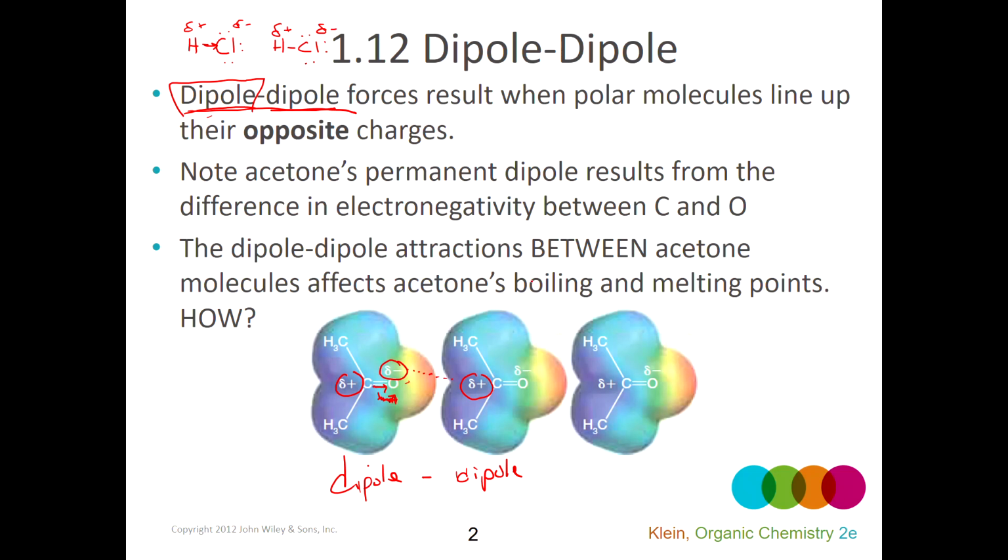And this affects the boiling and melting points. So we want to keep in mind what is melting. That's going from a solid to a liquid. Boiling is going from a liquid to a gas. So what has to happen to go from a solid to a liquid?